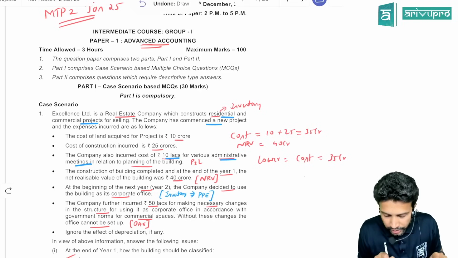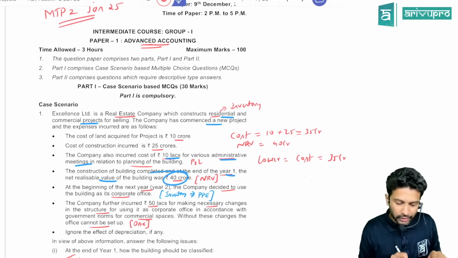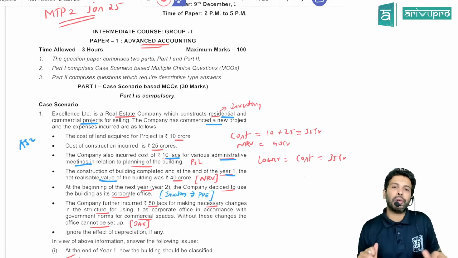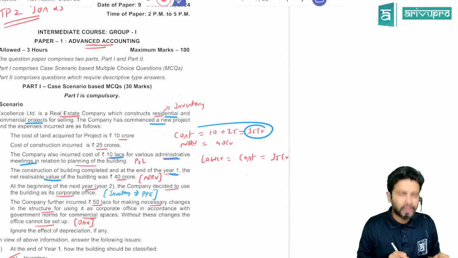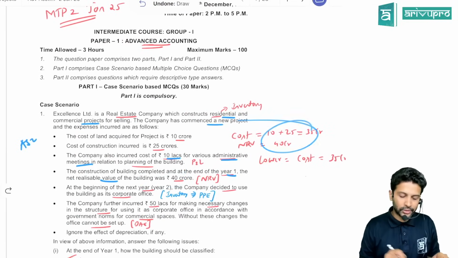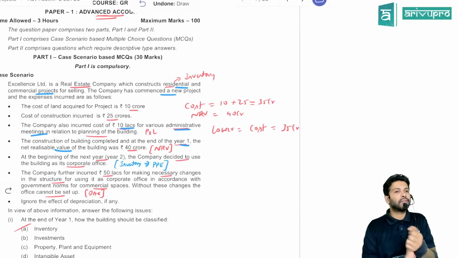The construction of the building was completed at the end of year 1. The net realizable value of the building was 40 crore. This is an AS 2 question. So how should the inventory be valued? Cost or NRV, whichever is lower. How much is cost? 35 crore. How much is NRV? They only gave in the question 40 crore. So how will you value this inventory? 35 crore or 40 crore, whichever is lower. So you'll value it at 35 crore itself.